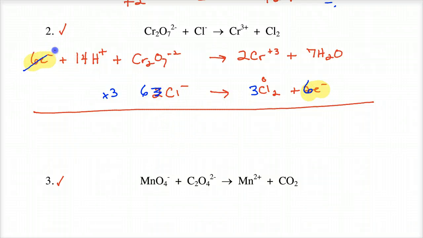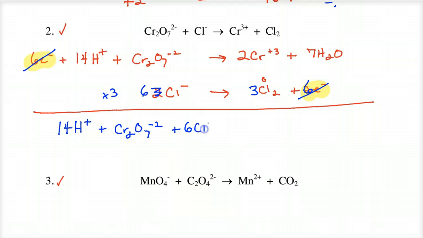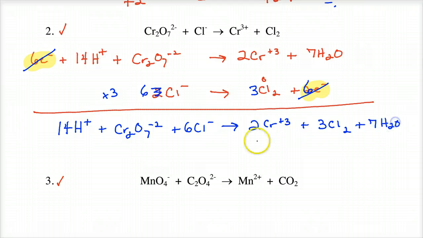Add everything together and cancel. There are 6 electrons, okay? There's nothing else I can cancel, so it becomes 14 protons plus your dichromate ion, just one, plus 6 chloride ions, gives you 2 chromium ions, plus 3 chlorines, and 7 waters. And that's the balanced redox reaction, the net ion reaction, right? We're separating the ions if they're soluble.